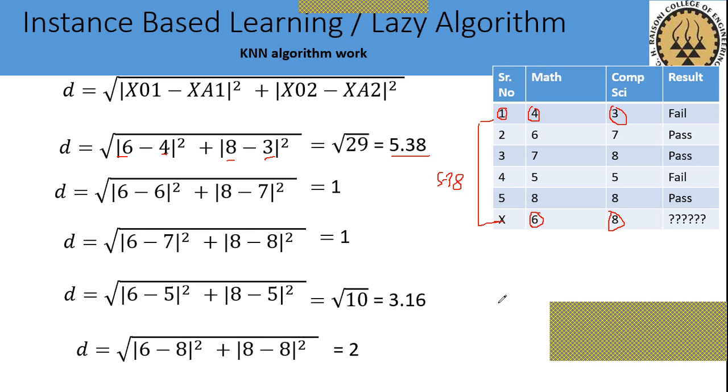The next one: x has the mark 6 in math, and roll number 2 has the mark 6 in math. So I put it here. Plus he has the 8 mark and the other has the 7 mark, so I put it here. So 0 square plus 1 square is equal to under root 1, which is equal to 1. So the distance between these 2 points is 1.